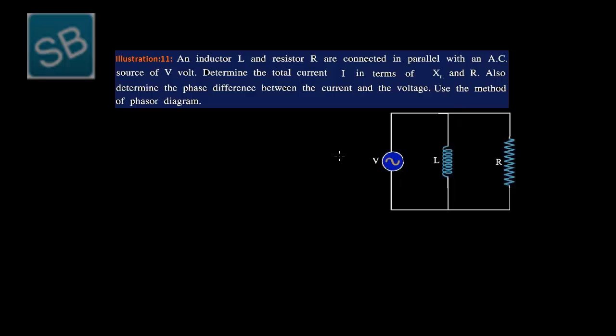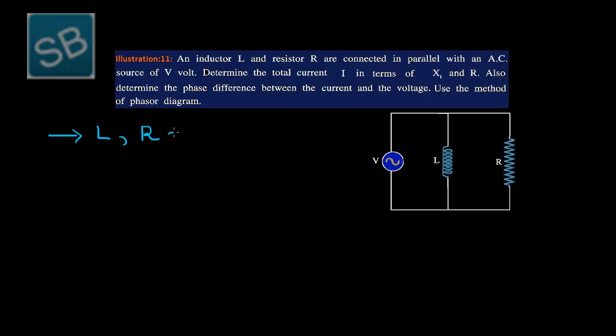applied to the circuit. We have to determine the total current I in terms of the inductive reactance of L and the resistance R. And we also have to determine the phase difference. But first of all, we analyze the circuit.